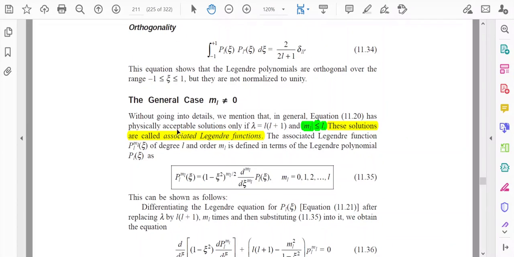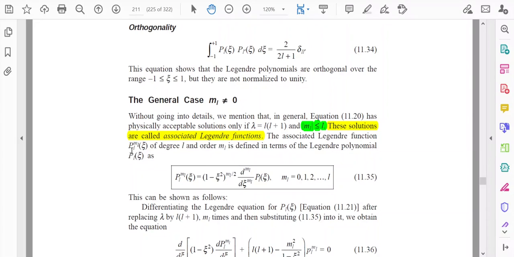Now we have already told that we are getting an acceptable solution of the equation when lambda is equal to L into L plus 1. Now when ml is not equal to 0, we will obtain the acceptable solution only if mod of ml is less than or equal to L. That is, for the case ml not equal to 0, equation 11.20 will give the acceptable solution only when mod of ml is less than or equal to L. And at that time, the solutions are known as associated Legendre functions. So what are associated Legendre functions?